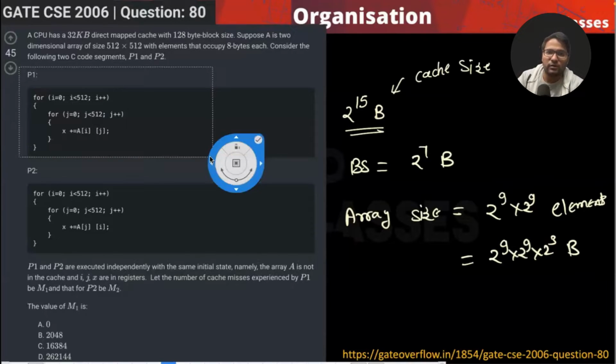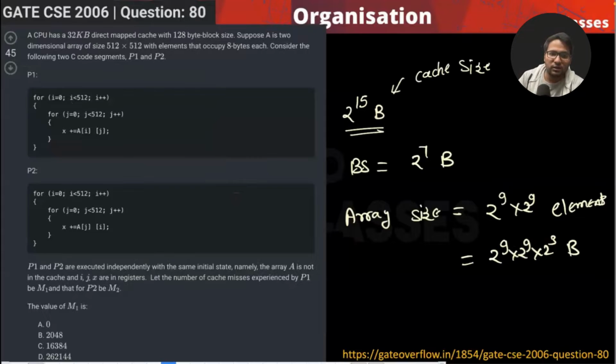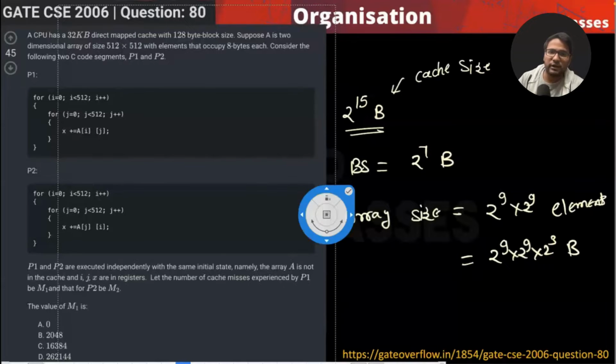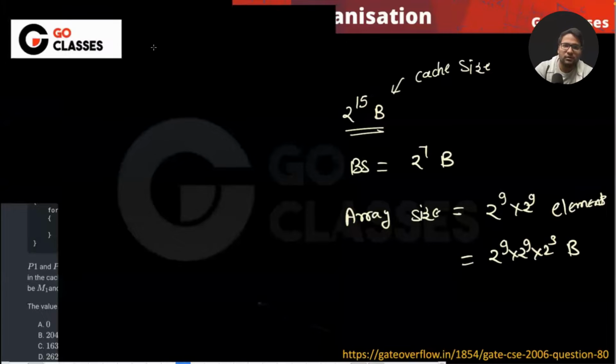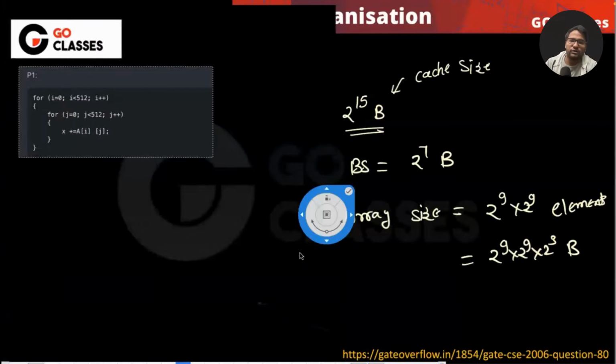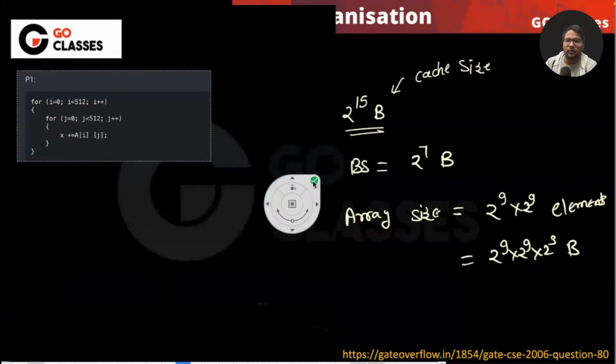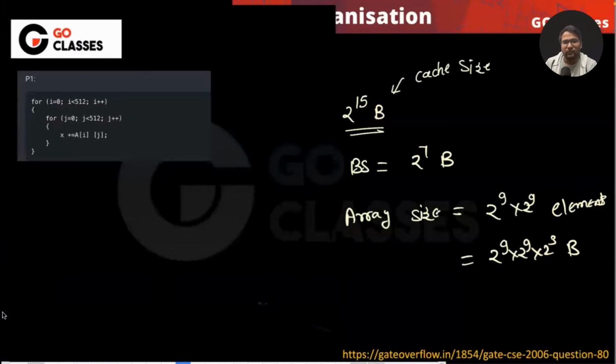So maybe I can do one thing. I can just go to the next page and let's try solving this question. So here you need to find the value of M1, which is the misses by this particular loop. Maybe I can see what they're saying. They're saying that you are going to access this A[i][j].